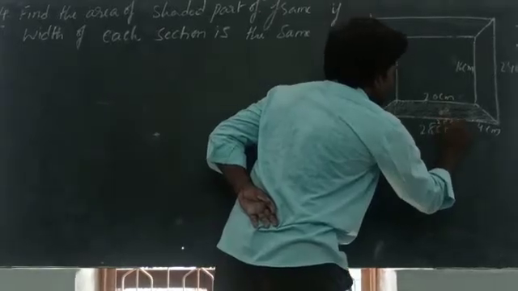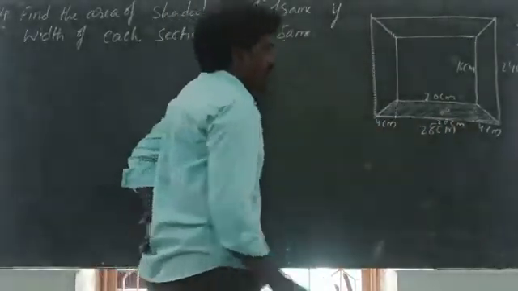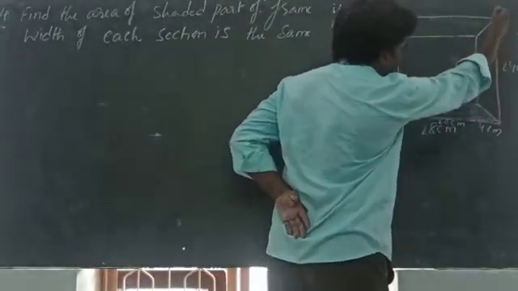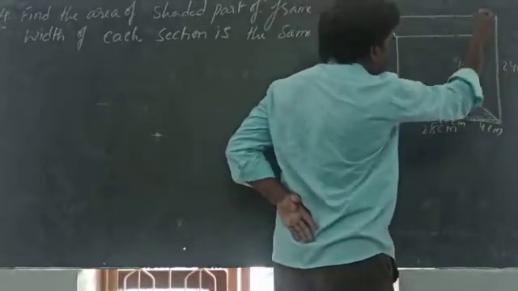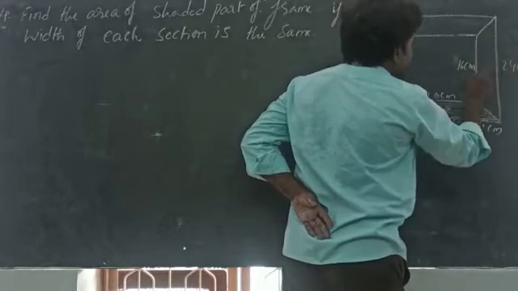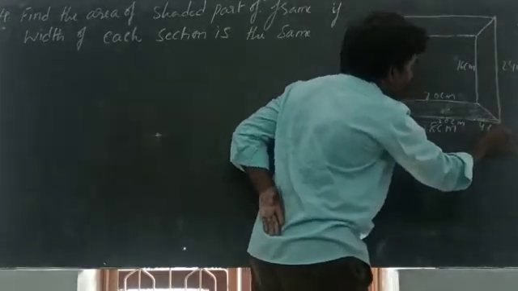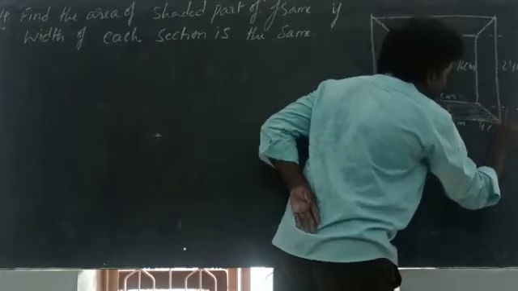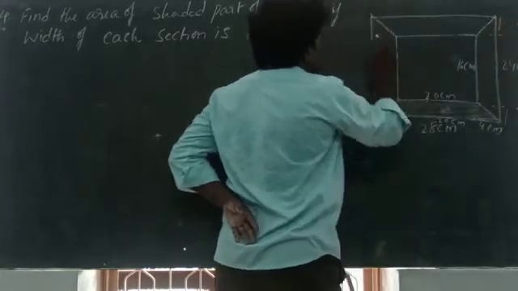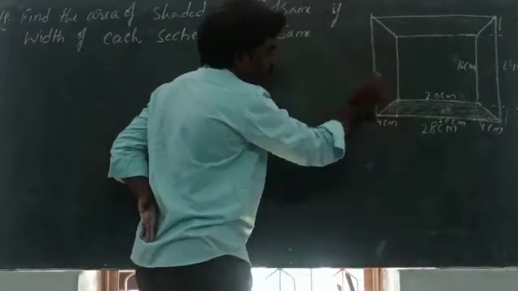Here also they given that breadth is 24. Inner breadth is 16. So here also, the 16 centimeter is a part of 24. So what is the remaining? 8 centimeter. So its length is 4, 4. Here also 4, 4. Here also 4, 4.